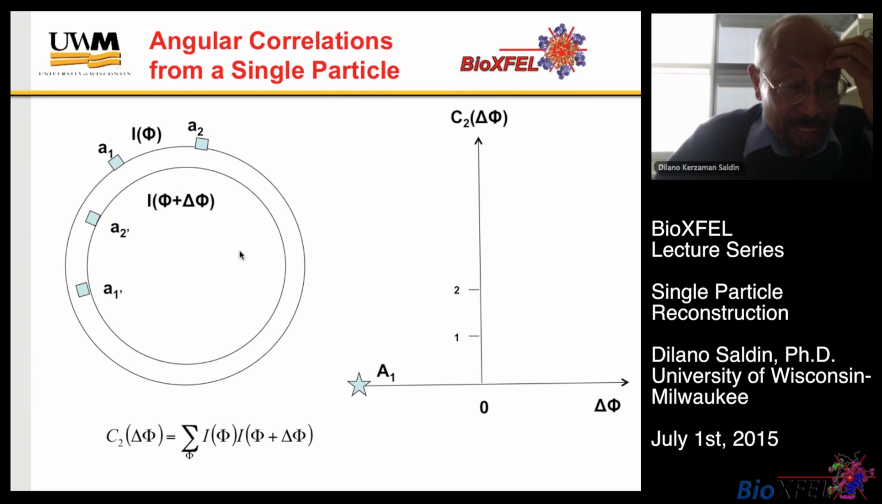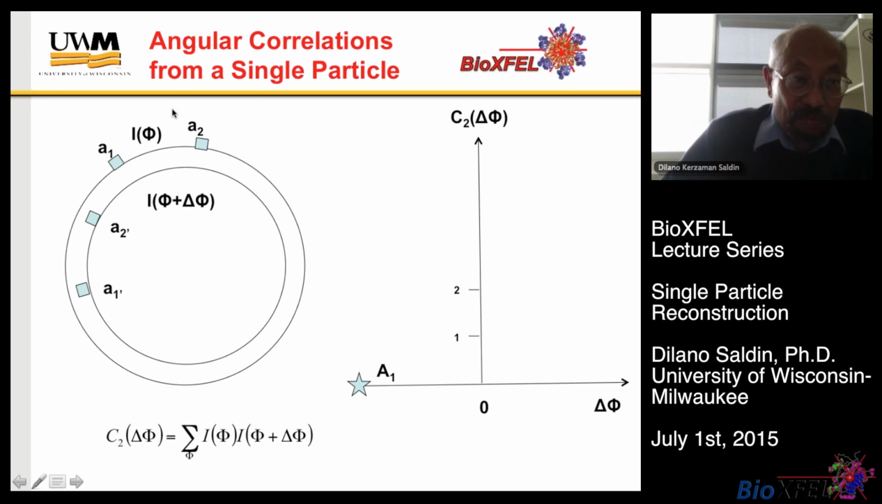Now, it's easy to explain this in 2 dimensions, in 1 dimension less than the situation we usually encounter in the X-ray free electron laser. I'll come to that case also shortly. But first, I want to talk about the case 1 dimension less. This is where the particles are in random orientations about a single axis, but the diffraction patterns are 2-dimensional.